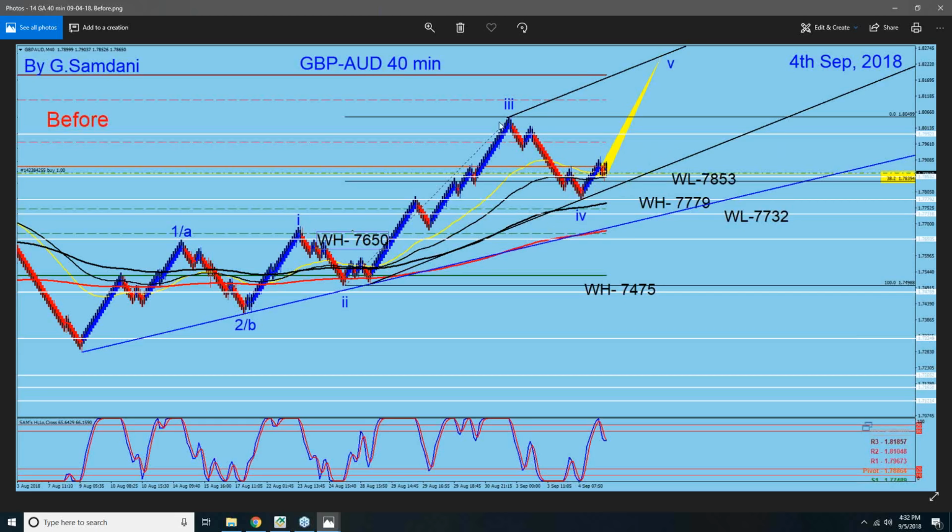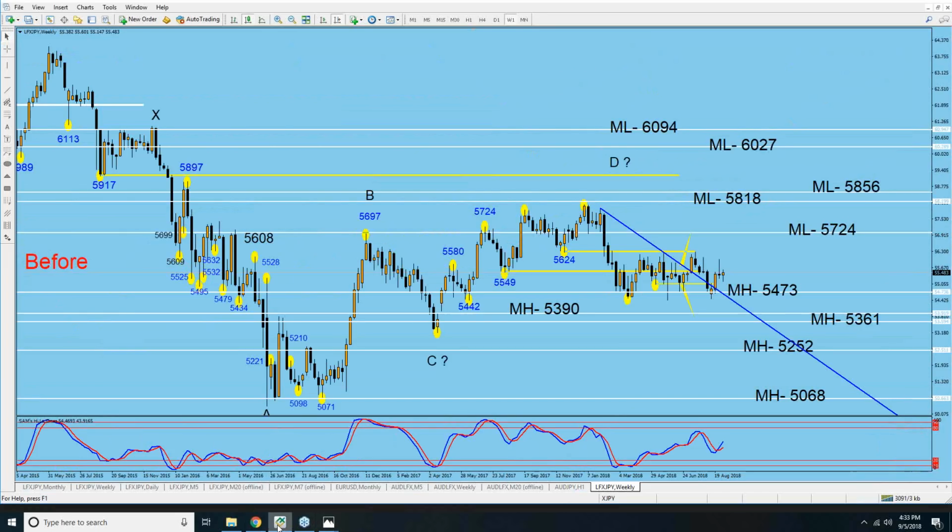Now here you can see this 40-minute chart, Pound Aussie. It was looking like this when I made the chart and sent it out, right? So what happened to this chart, Pound Aussie, so far? Even though it was a chaotic move today, let's take a look.